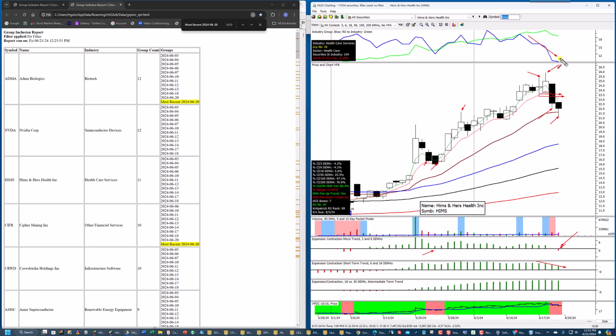The industry group is weak. You have to take that into consideration. And this is not as weak. It's going down though, but relative to the group it's stronger because the slope isn't like this.